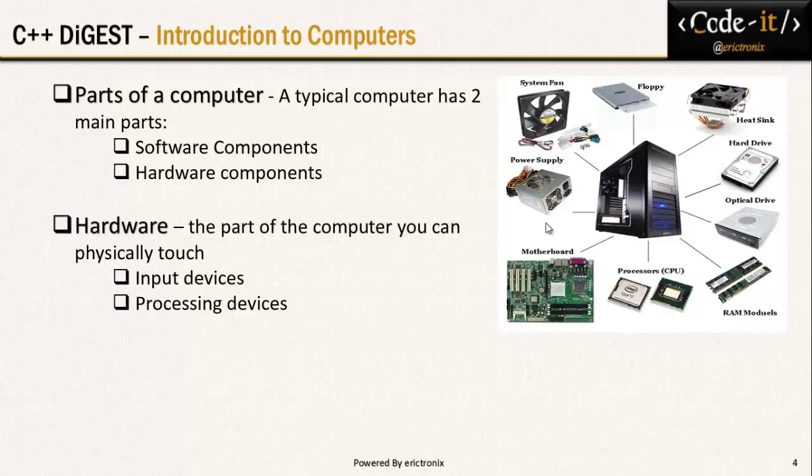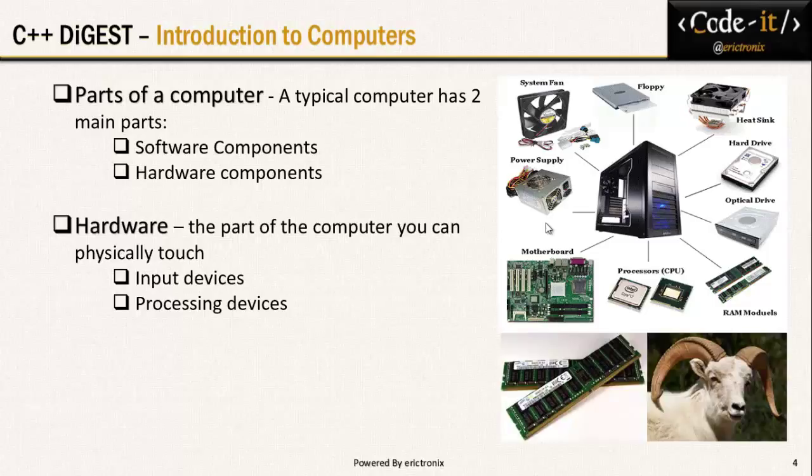Processing devices are used for processing operations. Examples include the central processing unit, also known as the brain of the computer, and the random access memory, which is called RAM for short. And by RAM, I don't mean the animal RAM. CPUs of today are very fast, and some PCs and Macs come with multiple processors installed. A processor is another name for the central processing unit.